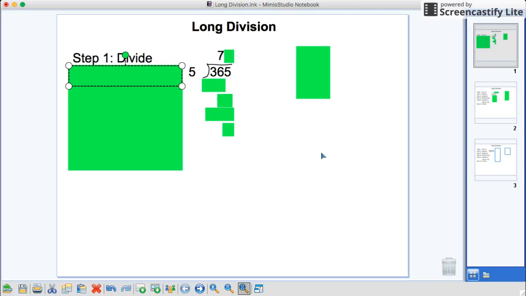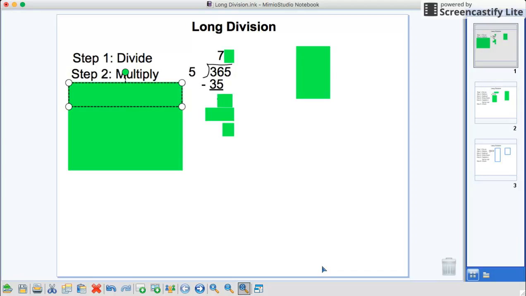My next step is to multiply 7 times 5, and that gets me 35 and brings me to our third step, which is subtract. 36 minus 35 is going to give us 1. Now my next step that I need to do is bring down, and it's this 5 that I need to bring down.